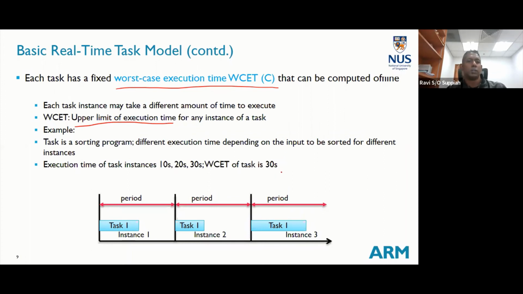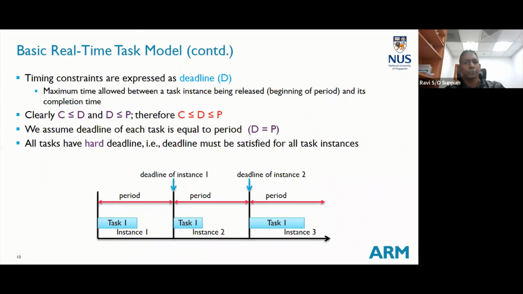Again, take sorting, for example. Different sets of inputs may give you different results because the data is different. So we need to look at what is the worst case execution time, and that is the C. The term we use is C.